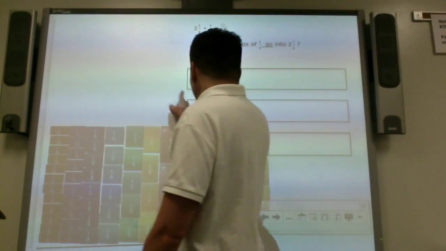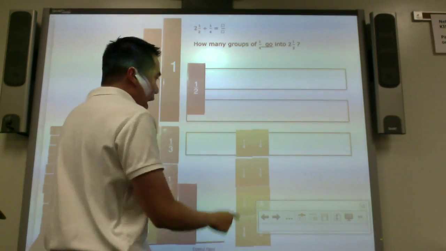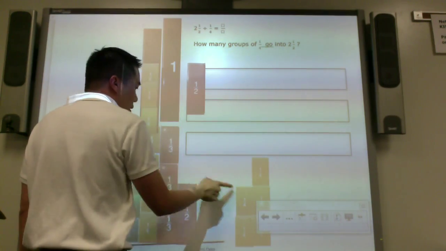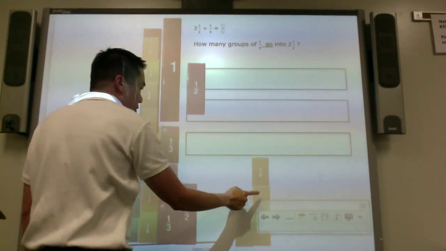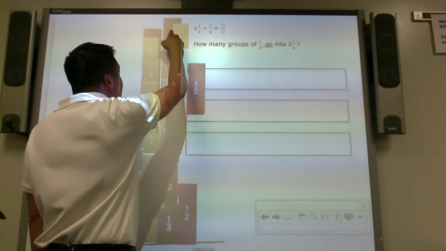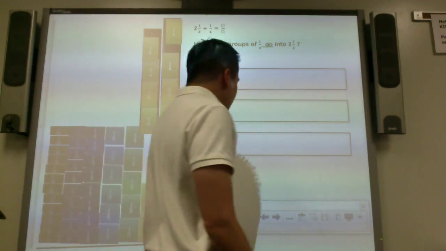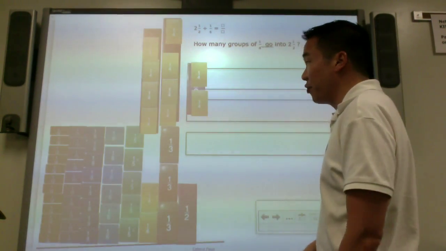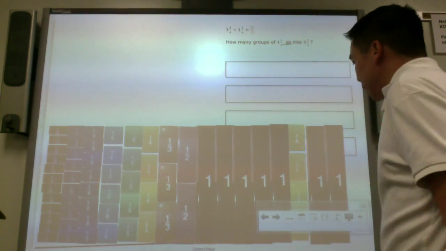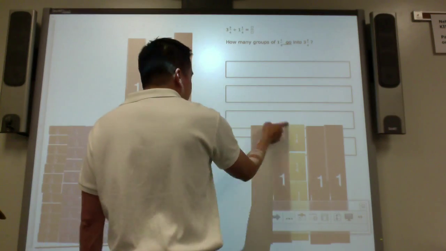Next one. You have 2.5. How many groups of fourths will go into it? We have 4 groups so far. We have 5, 6, 7, 8 groups so far. Then 9, so we have 10 groups. 10 groups of 1/4 go into 2.5.